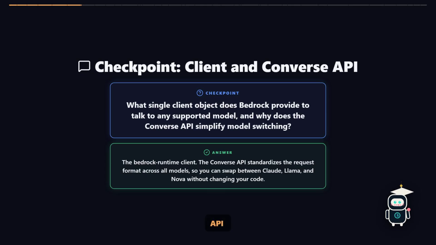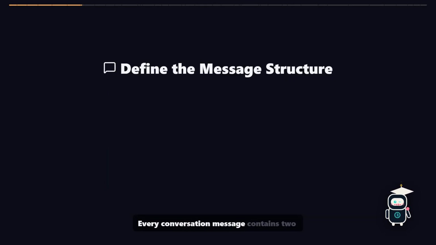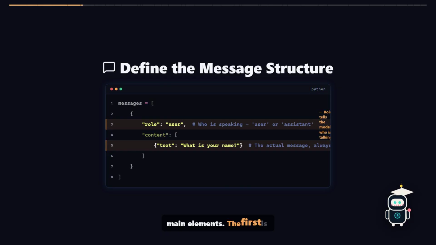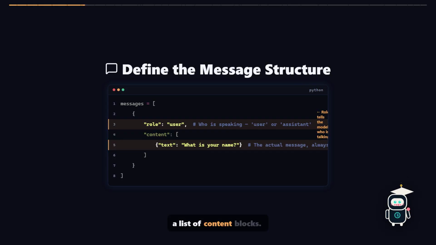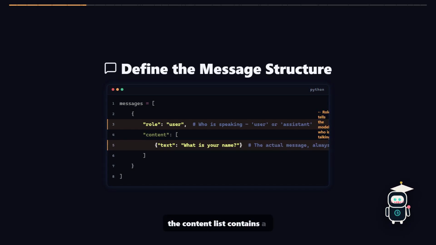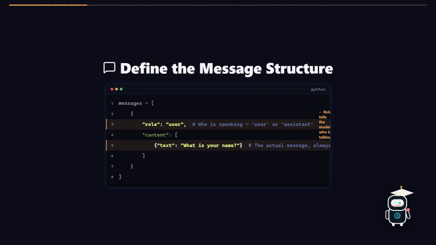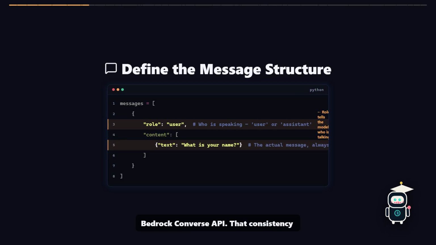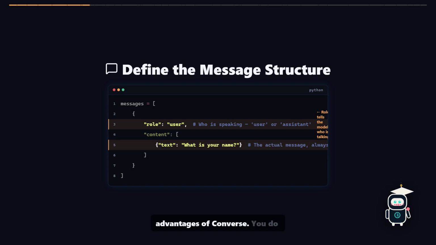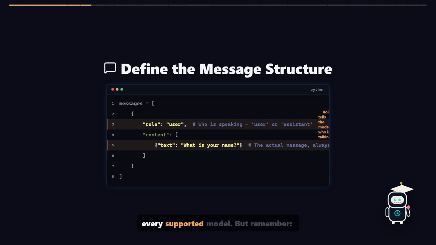Client and Converse API. Every conversation message contains two main elements. The first is the role, which is usually either user or assistant. The second is content, which is a list of content blocks. For a basic text message, the content list contains a block with a text field. This message structure works consistently across models that support the Bedrock Converse API. That consistency is one of the biggest advantages of Converse. You do not need to learn a completely different request format for every supported model.